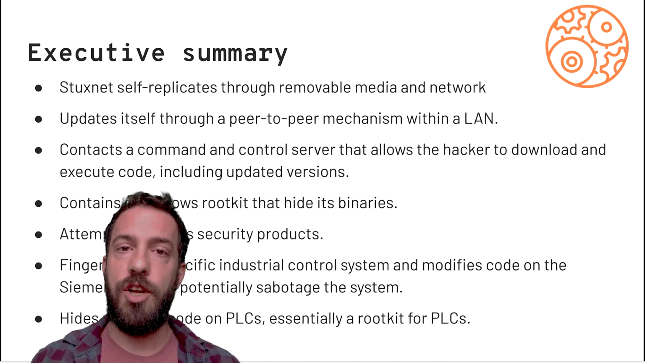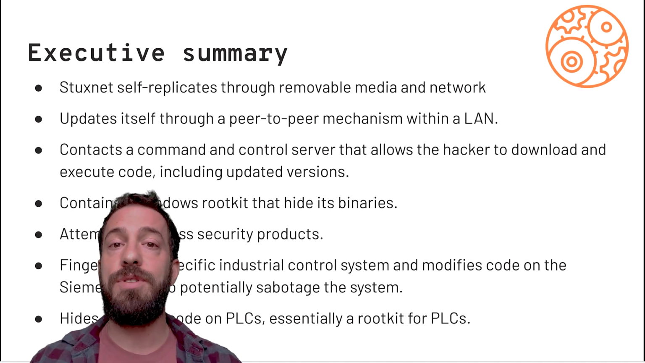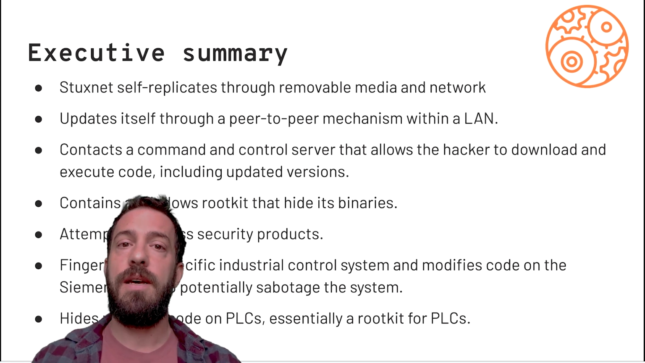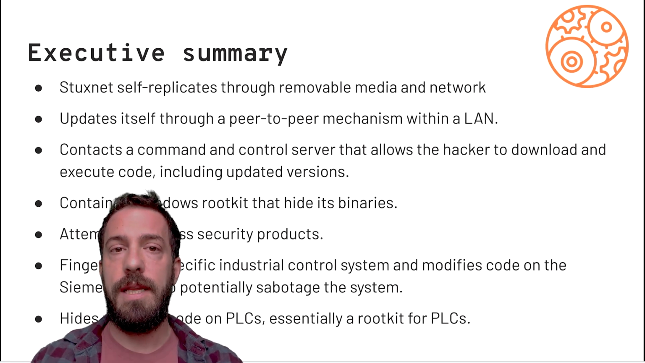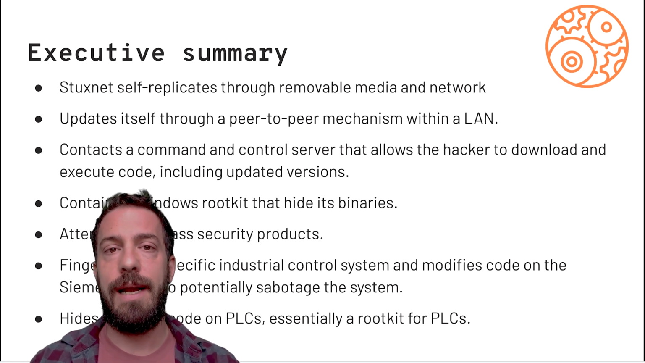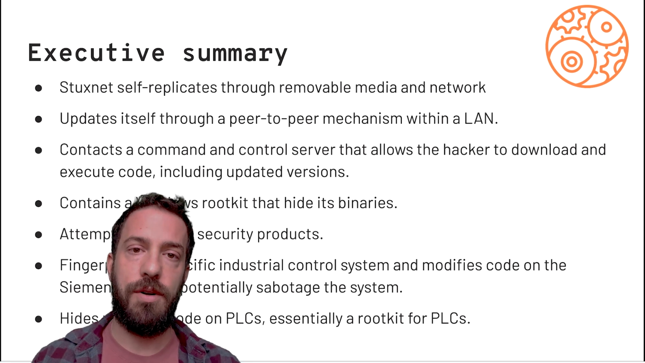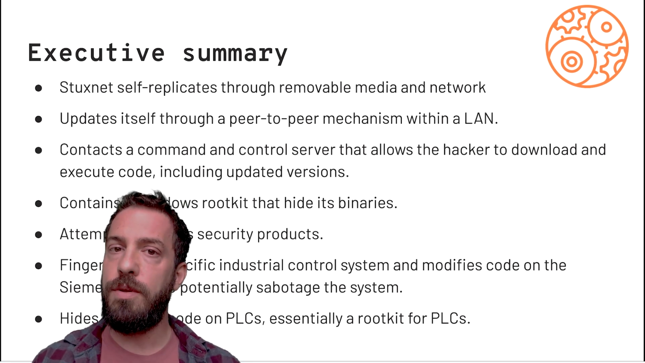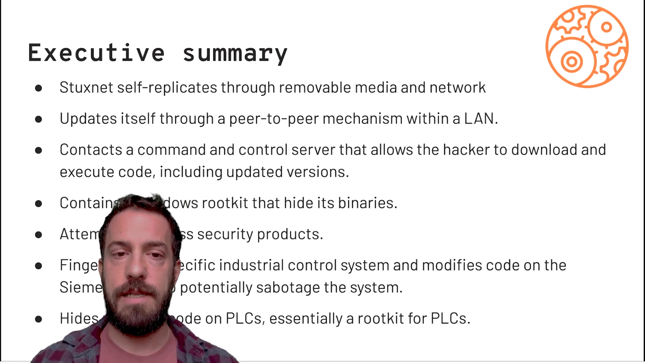The operator would see normal operation, while Stuxnet would send different packet frames to the controllers in order to spin the centrifuges wildly and eventually destroy them. So it was both a rootkit for Windows and a rootkit for the PLCs.